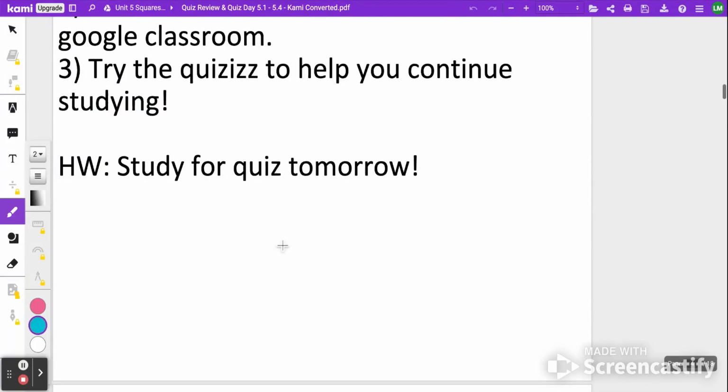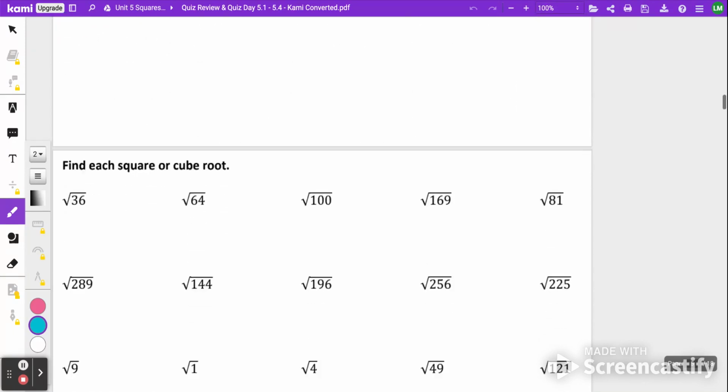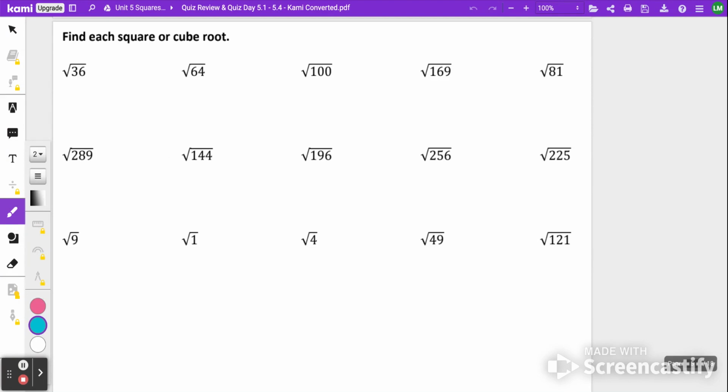Today we're looking at our quiz review for lessons 5.1 through 5.4. So let's go ahead and get started. The first thing we're going to do is talk about each one of these square or cube roots.